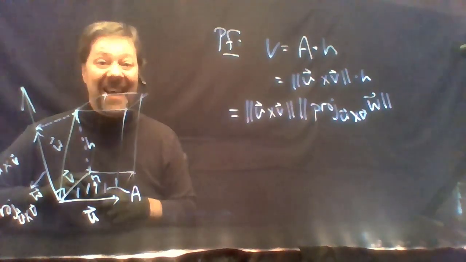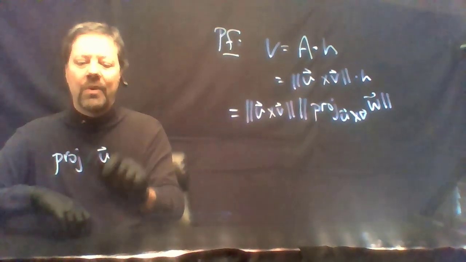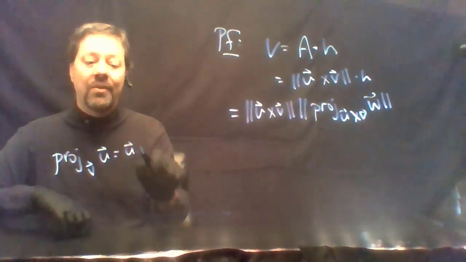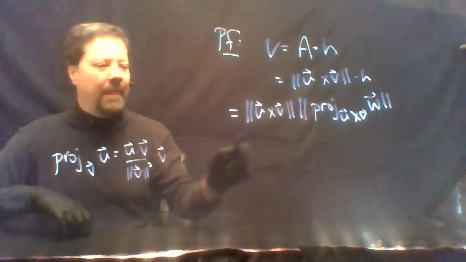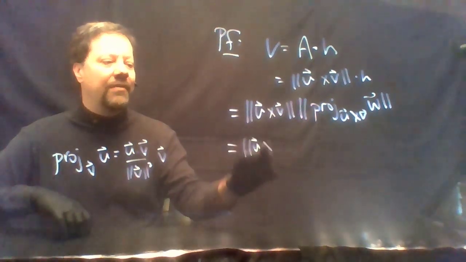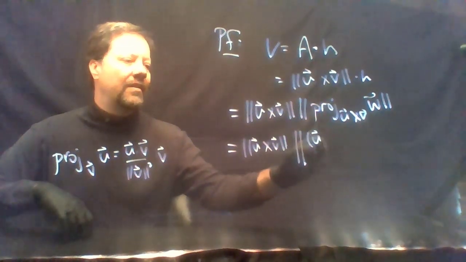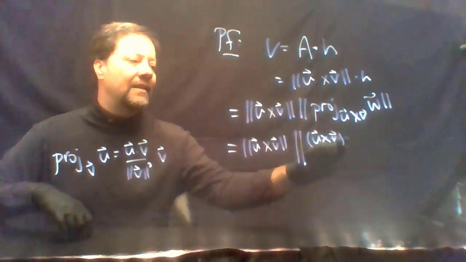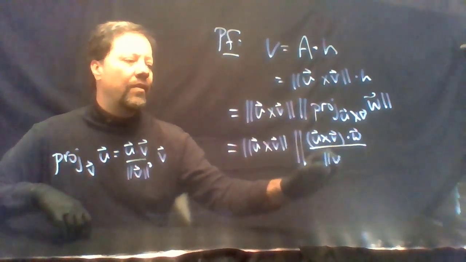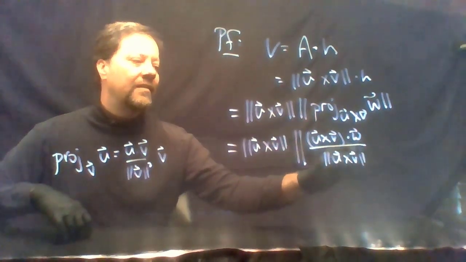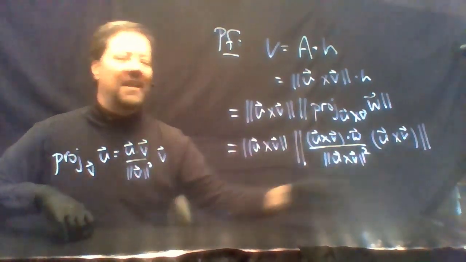Well, what's that? Remember that the projection of u onto v is u dot v over norm v squared times v. So we're going to have the norm of u cross v times the norm of u cross v dot w over the norm of u cross v squared times the vector u cross v.